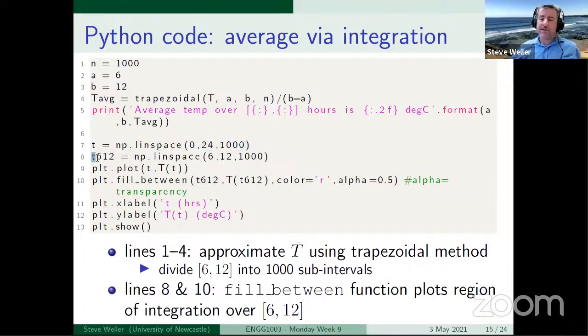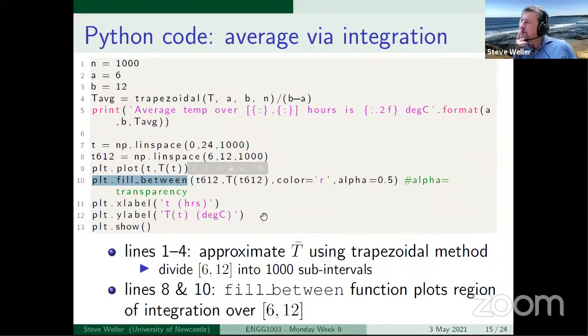But now what I want to do, this is the new bit. Everything you've seen has been code you've seen before or small adaptations of code you've seen before. This is the new bit. In line 8, we define a new time base, which runs over times 6 hours to 12 noon. Again, using 1,000 points. The choice of time here is not particularly important. I could have chosen 100, I could have chosen 20. It's not necessarily matched to this 1,000. I just chose 1,000 to be done with it. Okay, and I've called that variable t6112, meaning time 6 to time 12.